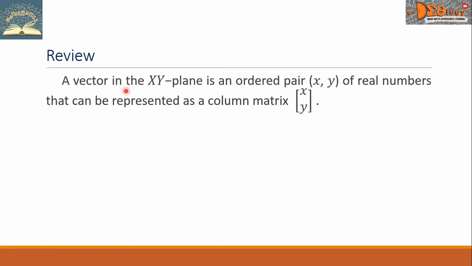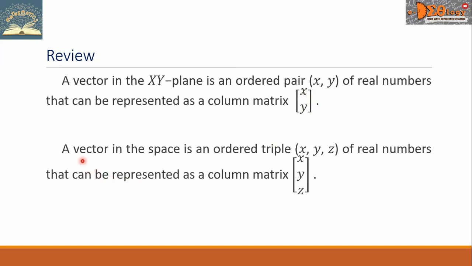A vector in the xy plane is an ordered pair (x, y) of real numbers that can be represented as a column matrix x, y. Also, a vector in space is an ordered triple (x, y, z) of real numbers that can be represented as a column matrix x, y, z.